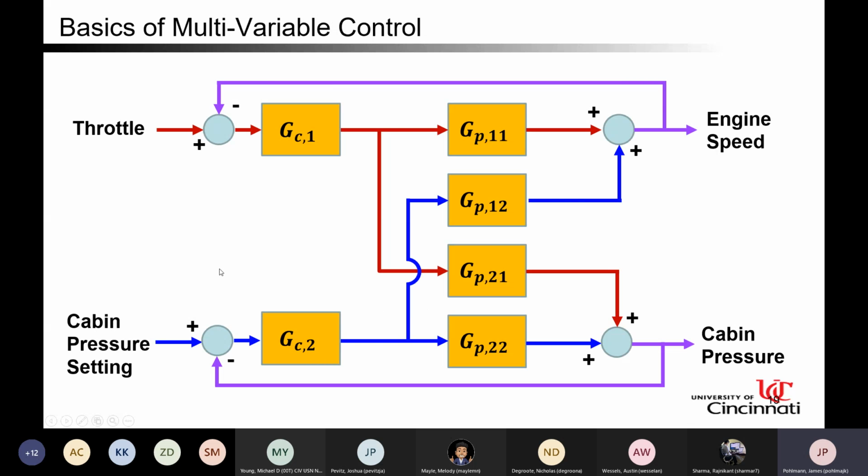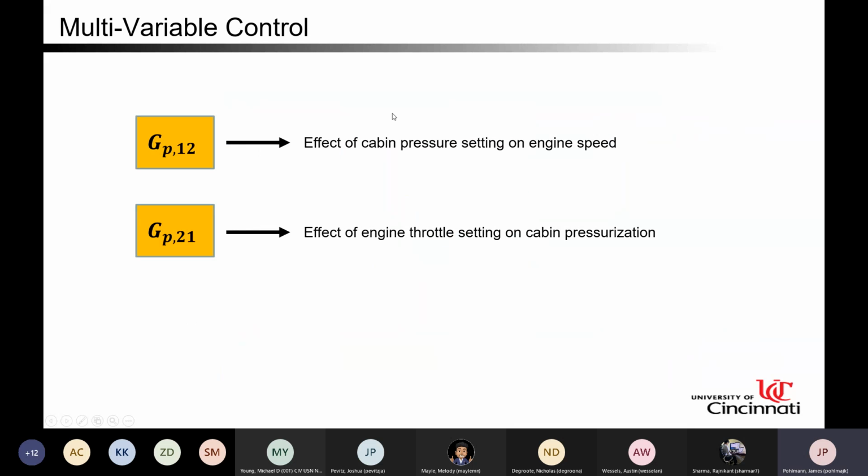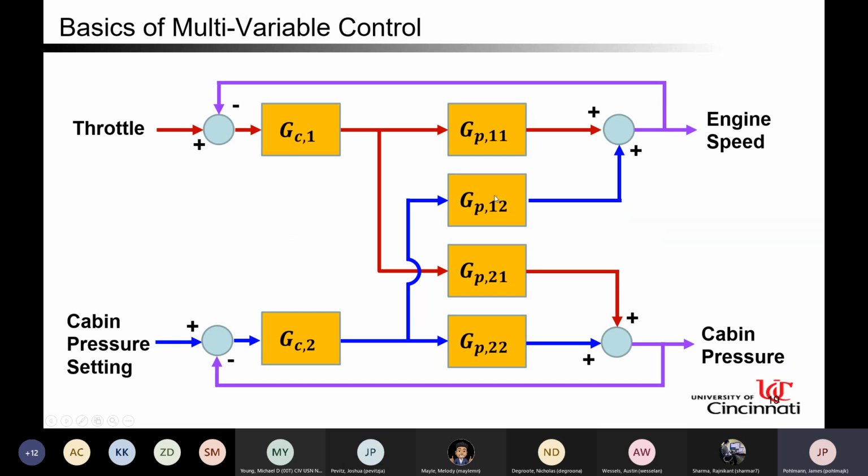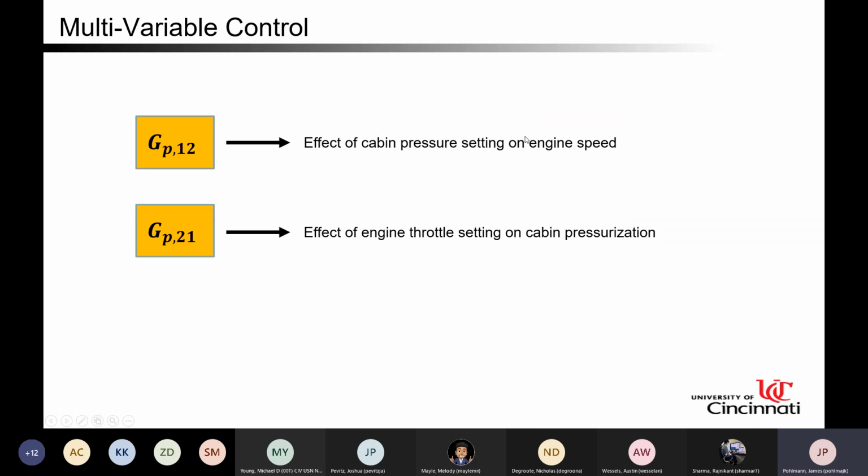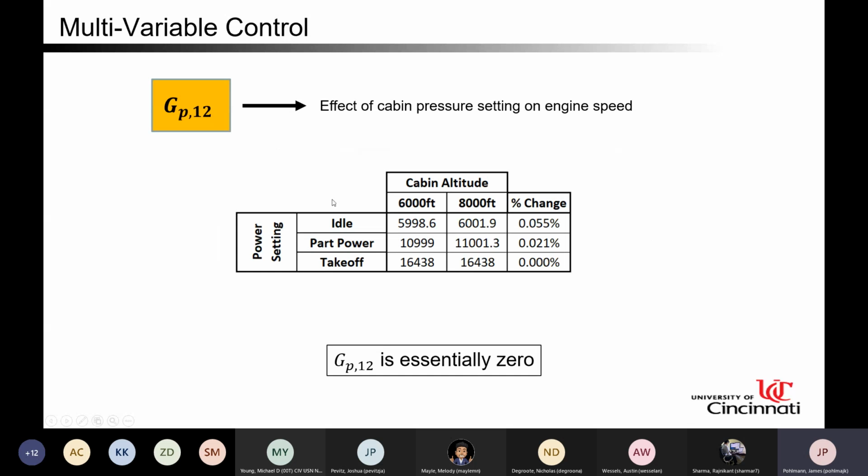So back to the multivariable control. As an example for this problem, initially I thought there was going to be a throttle setting that would have an effect on engine speed and also cabin pressurization, and there would also be a cabin pressurization setting that would have an effect on engine speed and cabin pressure as well. So these two inner terms are the effect of cabin pressure setting on engine speed and the effect of engine throttle setting on cabin pressurization. Those are the cross effects that happen in multivariable control systems.